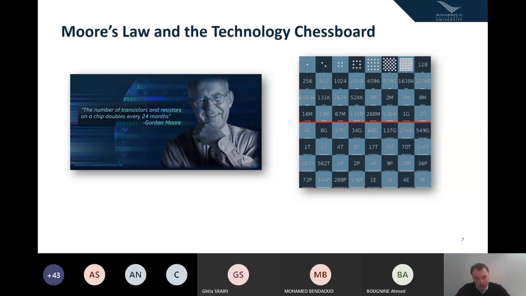I hope you've enjoyed our short journey this morning. We've moved from introducing digital learning. We spent a little bit of time in Ghana. We then looked at our periodic table of digital elements. And then I tried to use Moore's law and the technology chessboard to explain where we are today with technology.